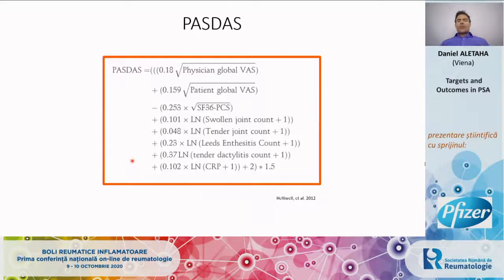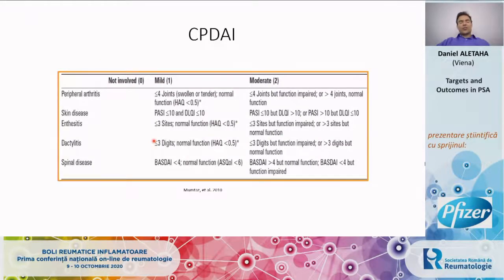Now, similar to the DAS and the ASDAS that we discussed for axial spondyloarthritis and the spondyloarthritis component, there is a PASDAS, a psoriatic arthritis DAS, more or less, that is also constructed in the way that we know it from the other DAS-based scores. And it's again using transformation for different variables and combining them to a full scale. And it includes enthesitis, it includes dactylitis, it includes function and joints, of course.